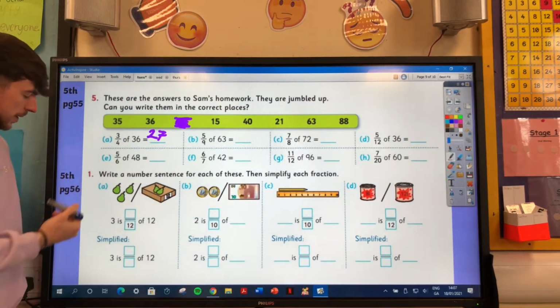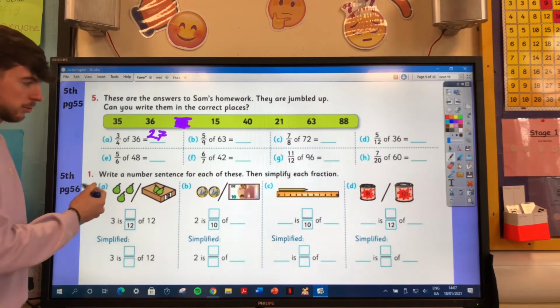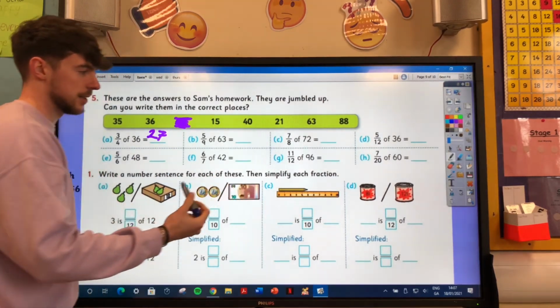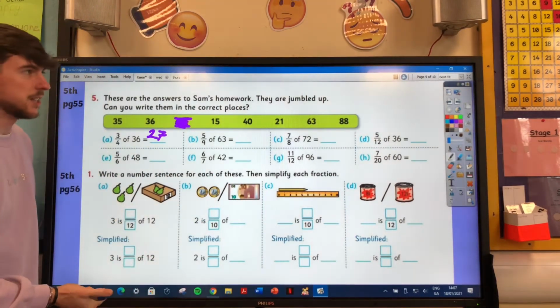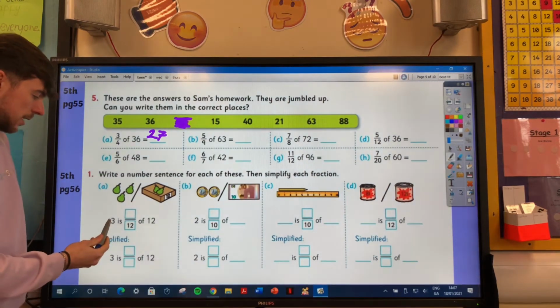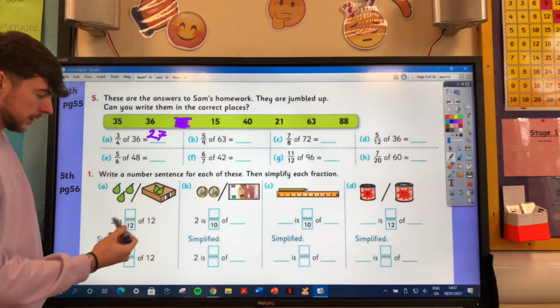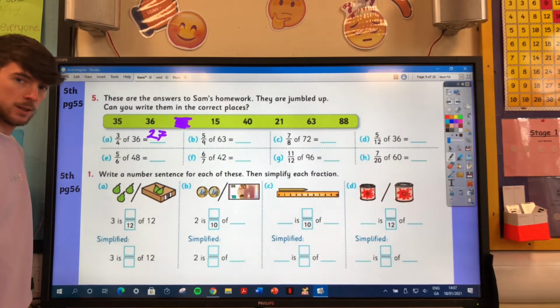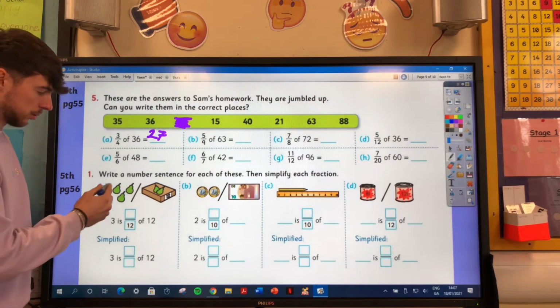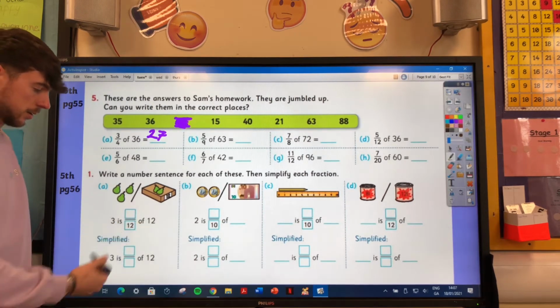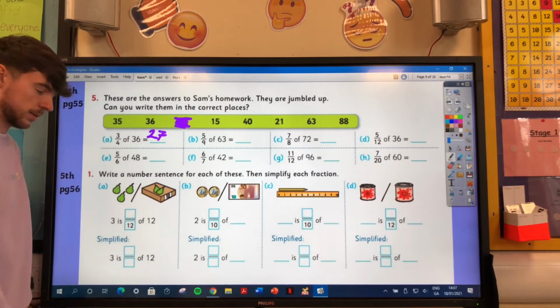So then over here on page 56, question 1. We have to write a number sentence for each of these and then simplify each fraction. Right? So here we have 3 is something twelfths of 12. So what do we know? 3 is something over 12 of 12. So what is it?